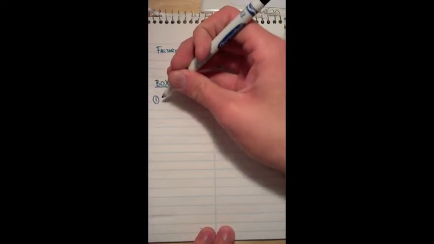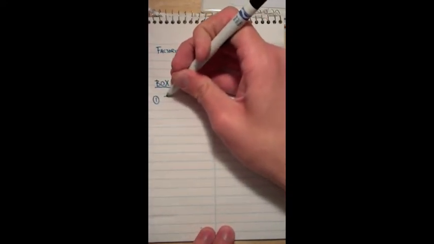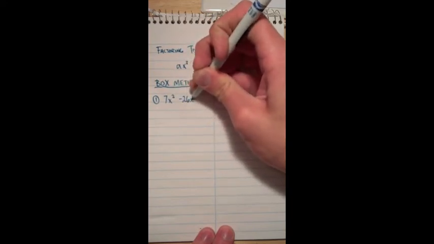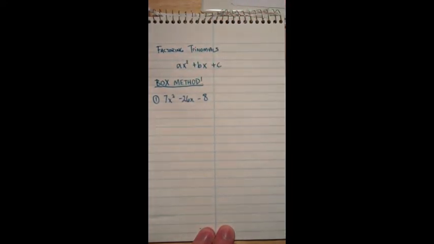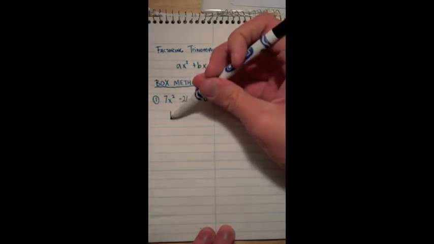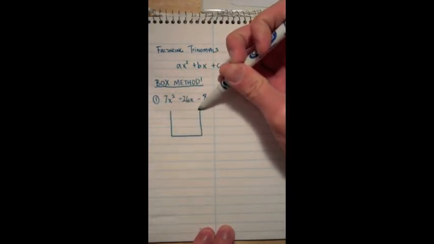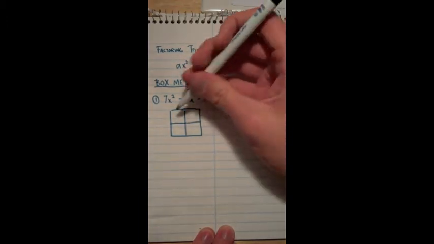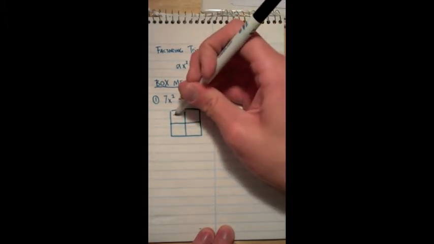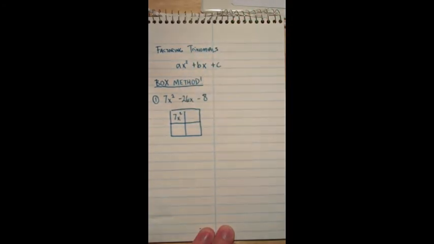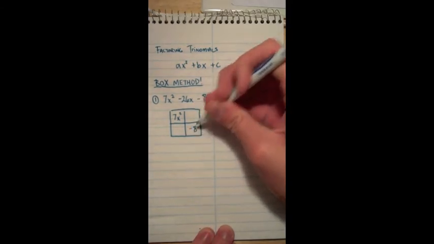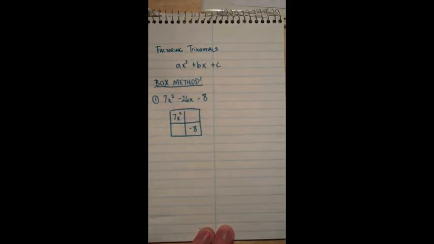So what we need to do first is step one. First, we're going to be factoring this one as an example: 7x squared minus 26x minus 8. Step one is to draw a 2 by 2 box. Now in the first little box right here, we want to write our first term, 7x squared. In the bottom right box, write your third term, or the constant, negative 8.